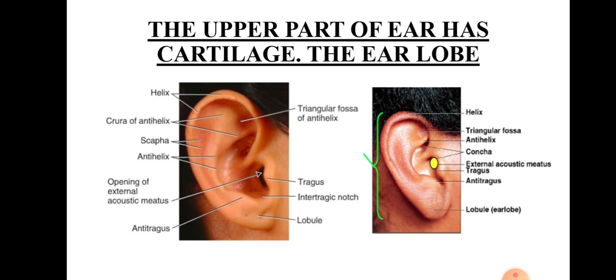Cartilage. What is cartilage? It is the additional part of the skeleton that is not as hard as the bones and which can be bent also. That is cartilage. Okay, it's not as hard as the bones, but it can be bent.